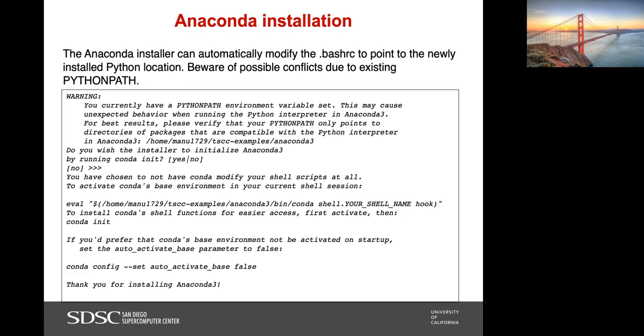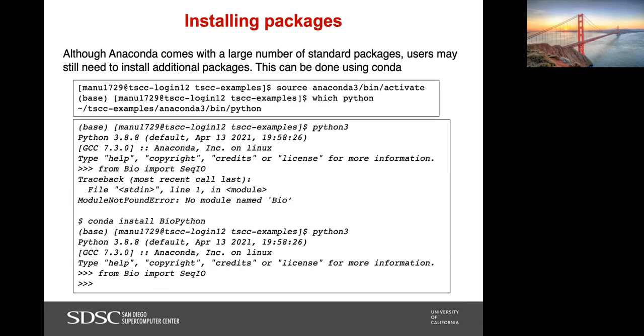So once you say yes, everything will be in your bash RC. If you don't, then you would have to activate your Anaconda installation manually, which I'll cover. So now, as I mentioned earlier, this particular installation, I didn't choose yes for it to update my bash RC. So I had to activate my Anaconda environment. I do it using source and the path.